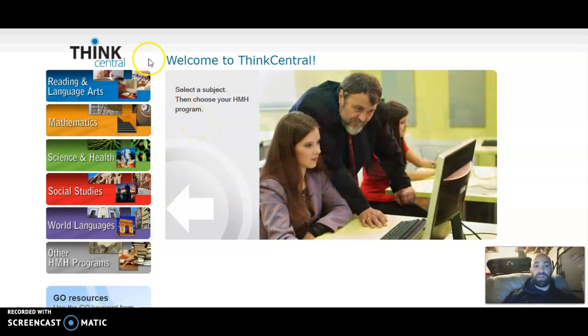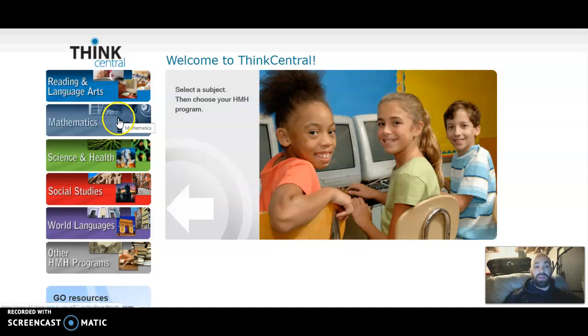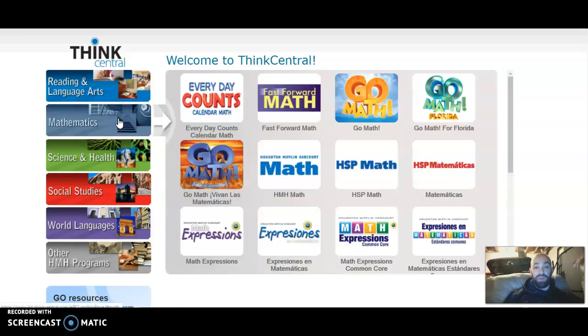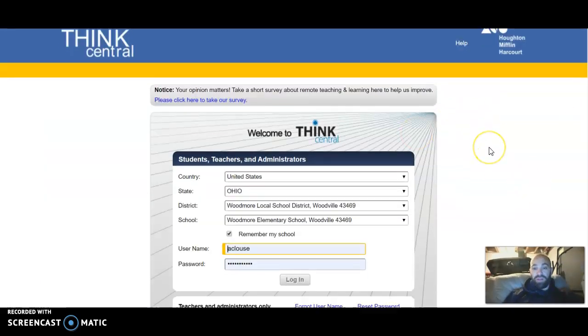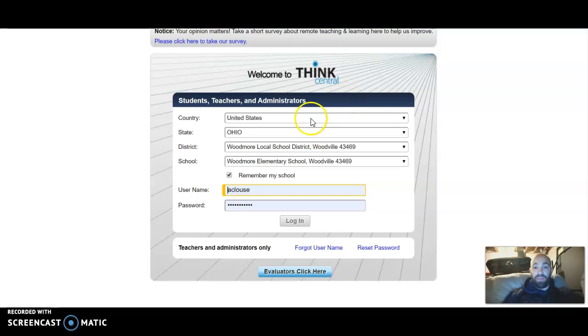All right, so getting back into ThinkCentral, some of you may not even remember how to do that. So obviously I went to ThinkCentral. We click on the Math tab. We click on the Sky Go Math. And this is where it goes into, it saves mine automatically, but it might not.